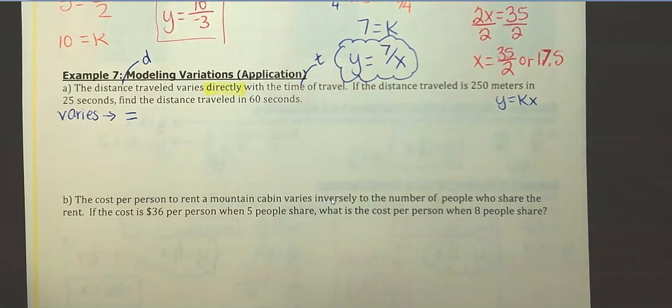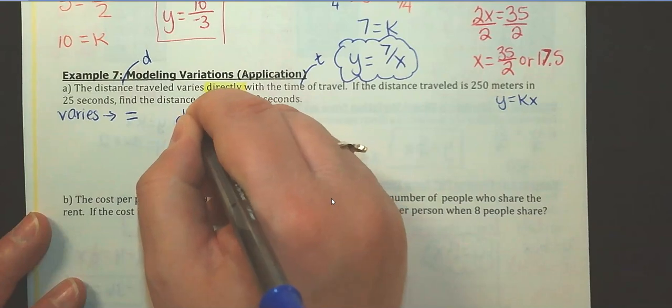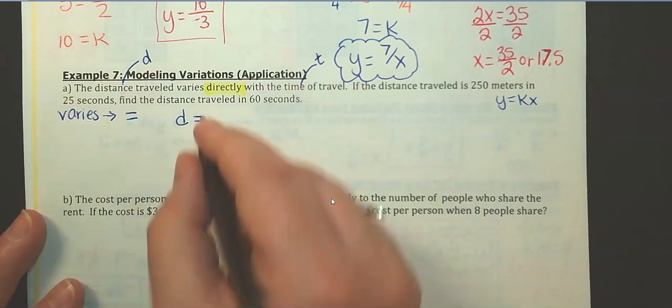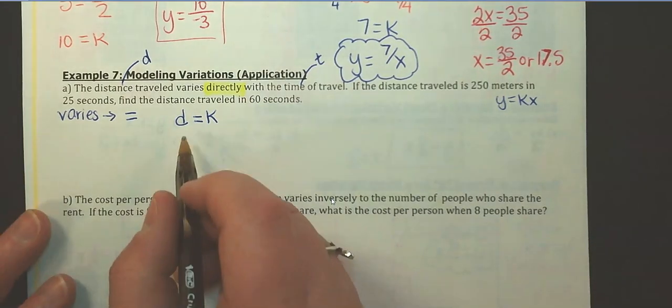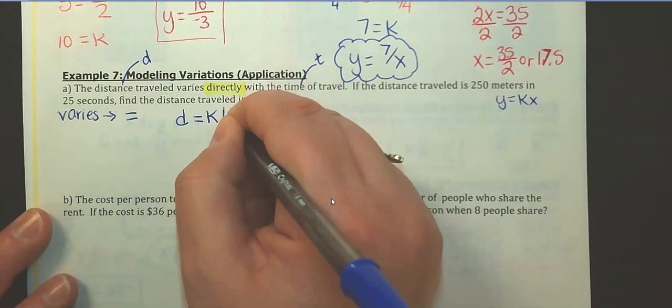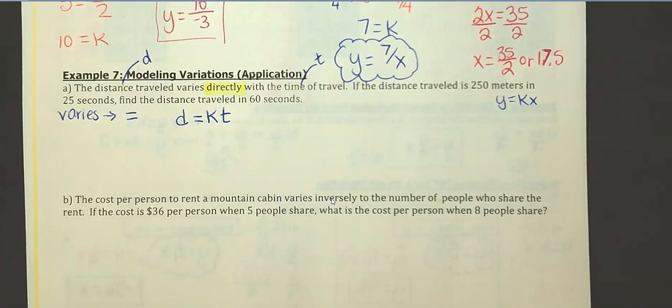Okay, so it says the distance traveled, so D, varies directly. You have to remember to put a K in here because it's not going to tell you what it is in the problem. So just remember when you set this up, just put in K so you can find your constant of variation. So it says distance traveled varies directly with the travel time. So I'm going to say distance equals K multiplied by the time. That's my direct relationship.